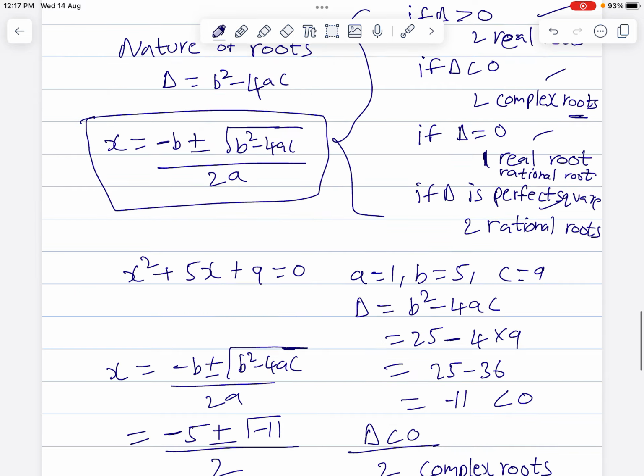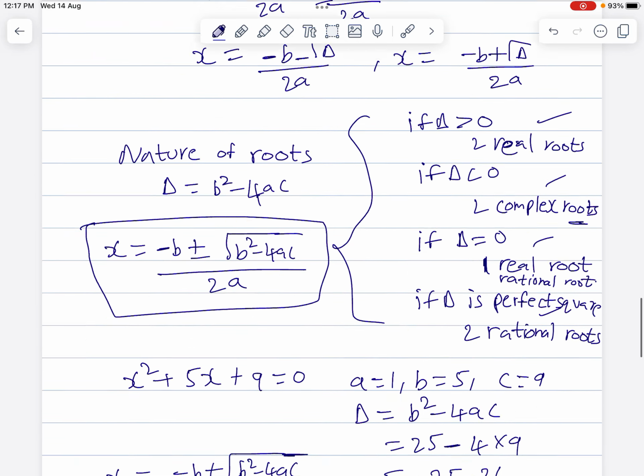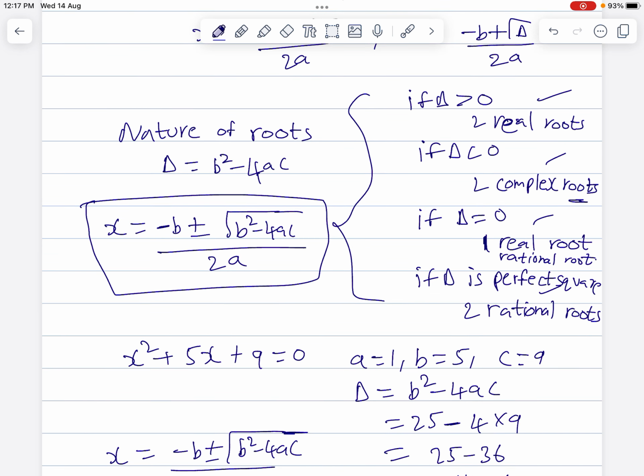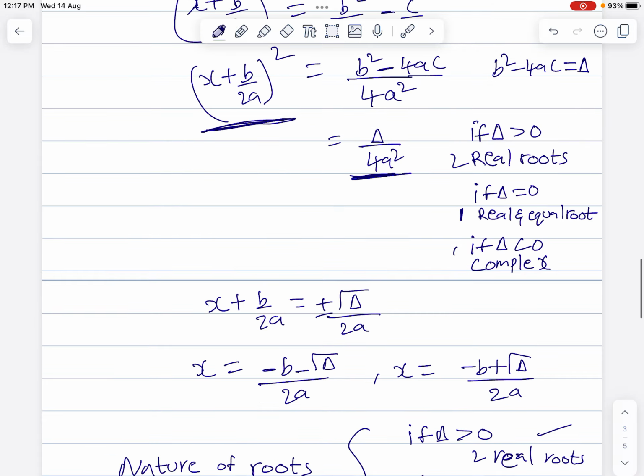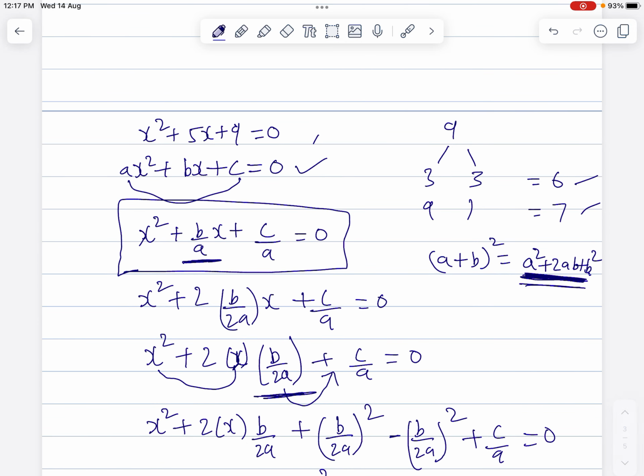So in this way you have to solve, if you are not able to factorize a into c as the b part. Okay.